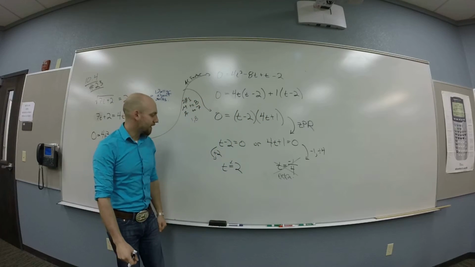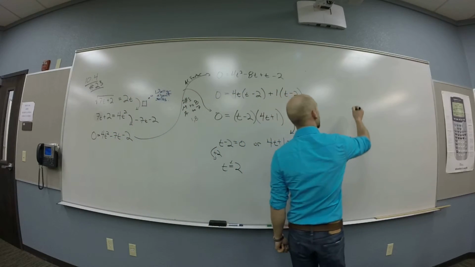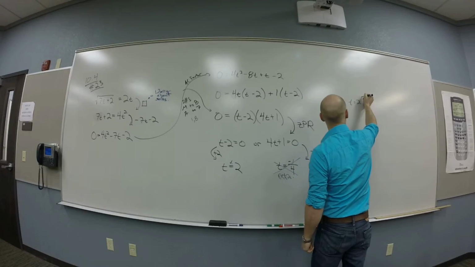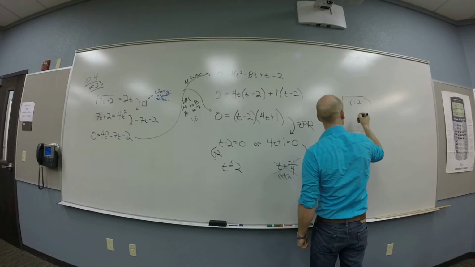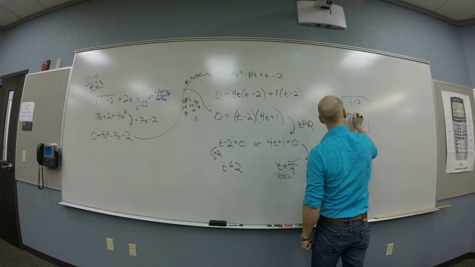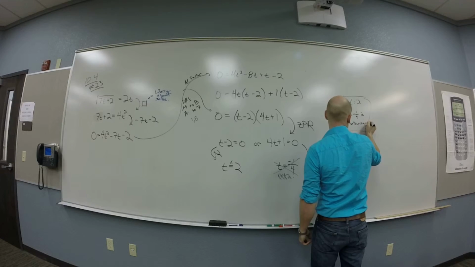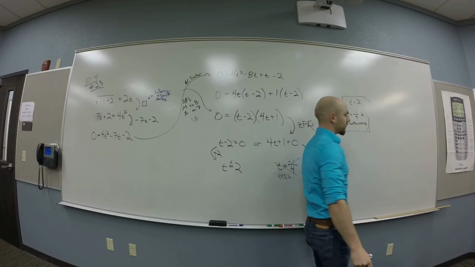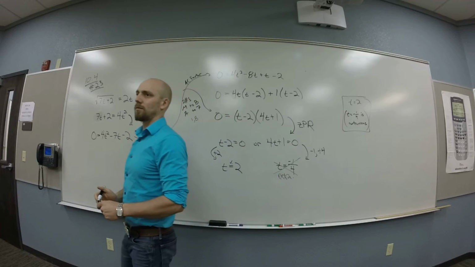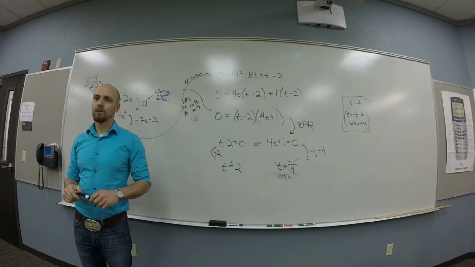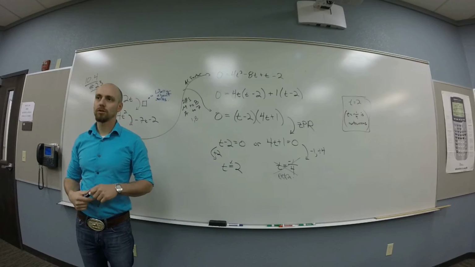So if I was to write an answer for this, I'd write t equals 2, and then maybe leave myself a little bit of space and write t is negative a quarter is extraneous. This second thing is a little bit optional. Cool? Questions?